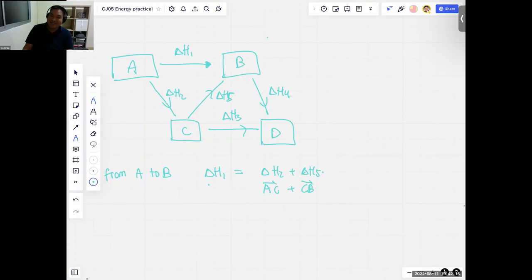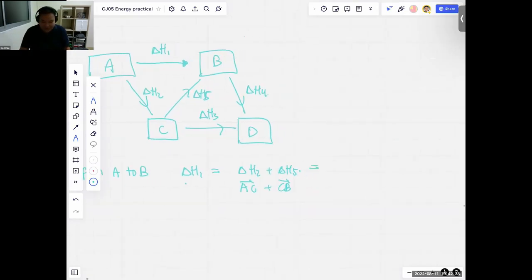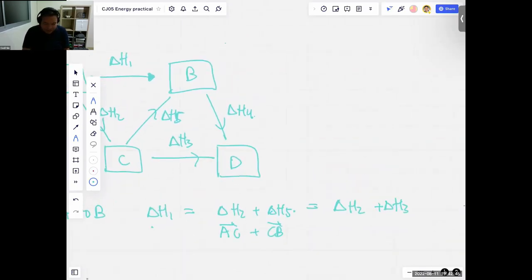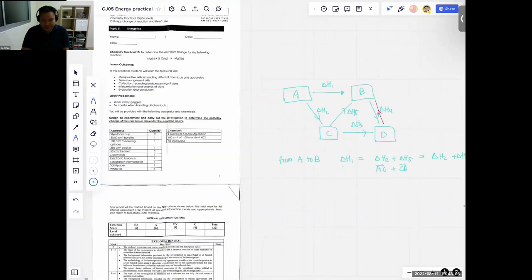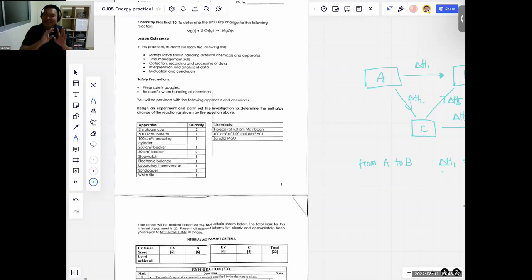It's almost like a game. These boxes here are the substances. From one substance converted to another substance, the delta H is the reaction, the arrow is the reaction. So this one you can say is delta H2 plus delta H3. This one, you flip the arrow, then it becomes minus delta H1. So remember, if you flip the arrow, then it's minus. That is Hess Law.